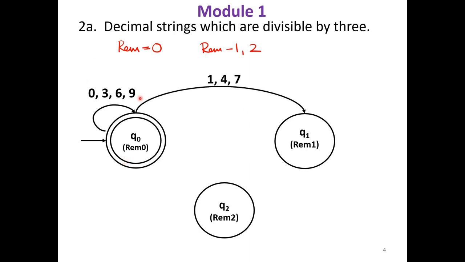Next, numbers 1, 4 and 7, after division by 3, the remainder for these numbers is 1. So we have a transition 1, 4, 7 from Q0 to Q1. Next, for 2, 5, 8, after division by 3, the remainder is equal to 2. So we have a transition from Q0 to Q2 on 2, 5, 8.